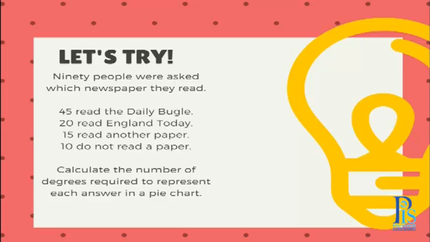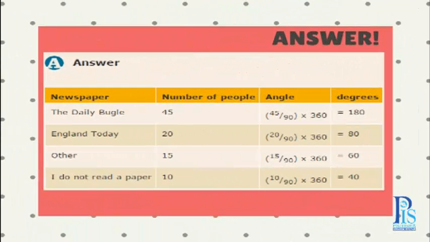Now, let's try this question. 90 people were asked which newspaper they read. 45 read the Daily Bugle, 20 read England Today, 15 read another paper, 10 do not read a paper. Calculate the number of degrees required to represent each answer in a pie chart. Now let's check the answer. Did you get all correct?